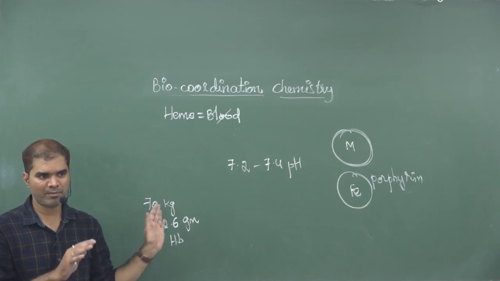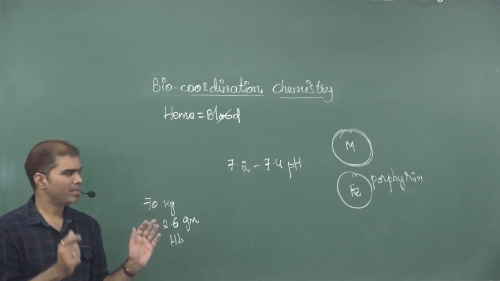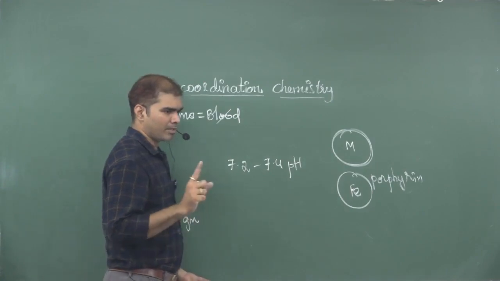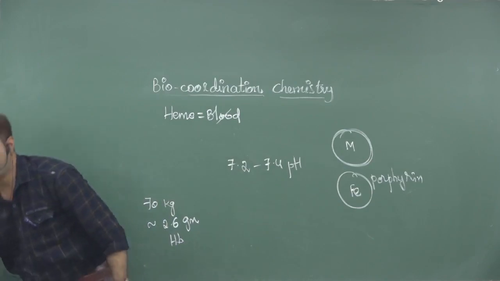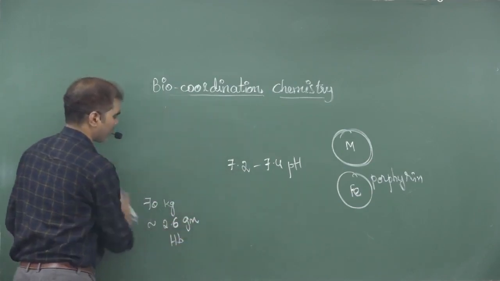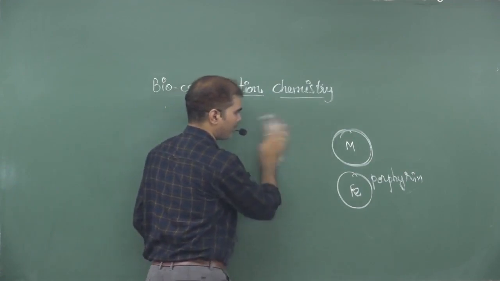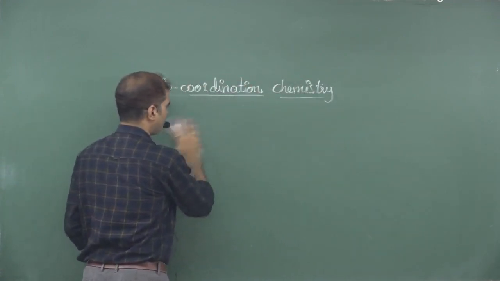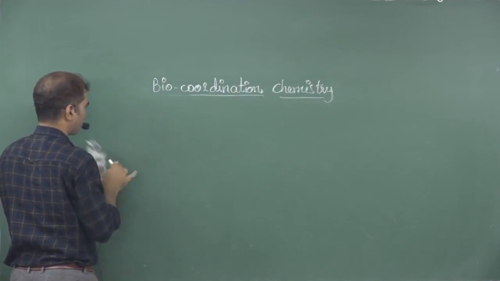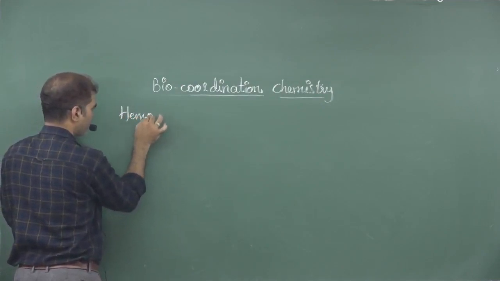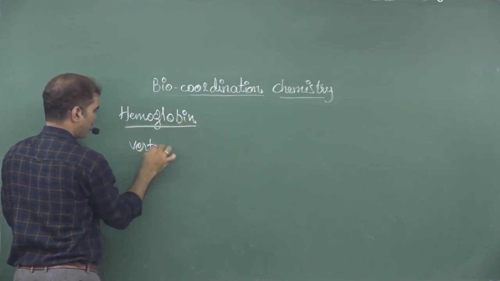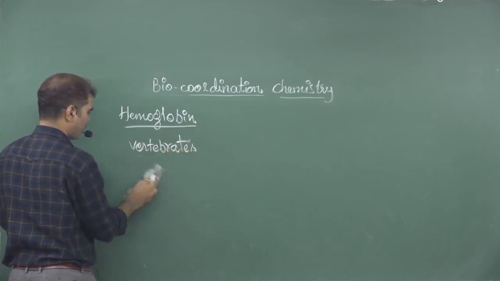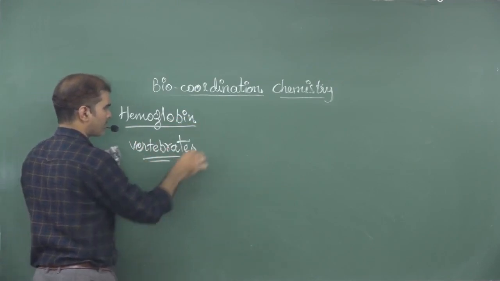So whatever points that I give, note down each and every point. Okay? Write down. First protein we are starting with, hemoglobin. Put the main heading as hemoglobin. It is an oxygen binding protein, found in vertebrates.